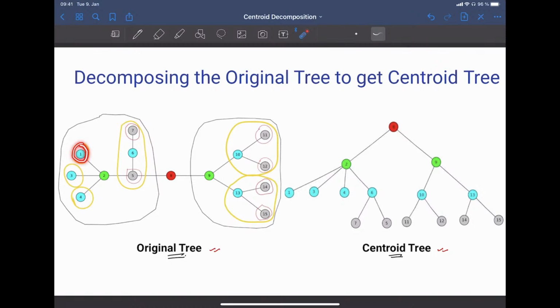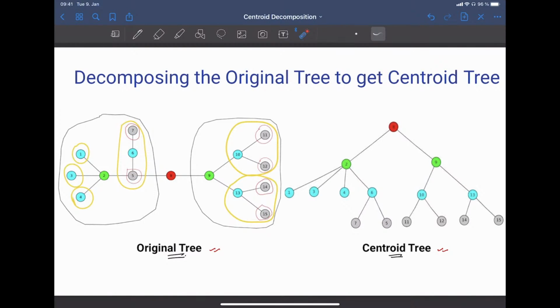For node 1, there's nothing to do now, so you just return. For node 3, nothing to do, return. Node 4, nothing to do, return. Node 6, for this particular component, the decompose function will find the centroid, which is node 6, remove the edges, and recursively go to node 5 and node 7. Again, single nodes, nothing to do, return.